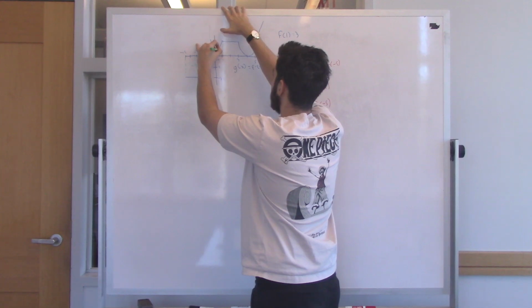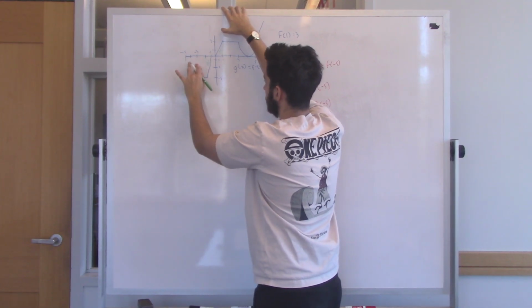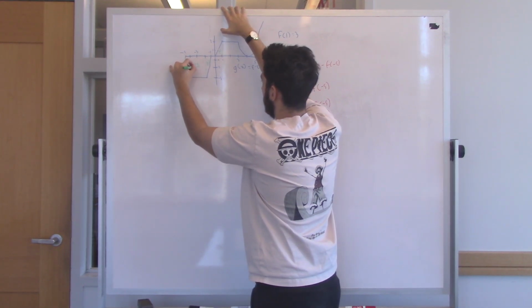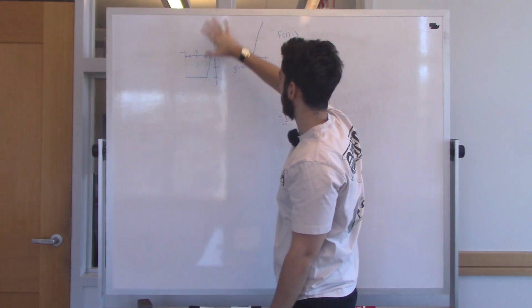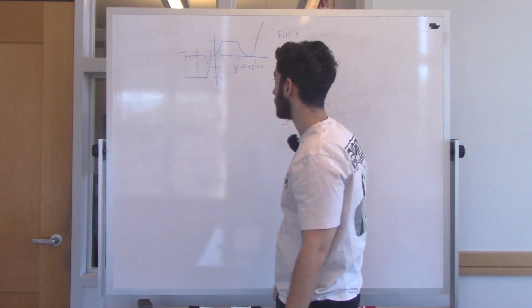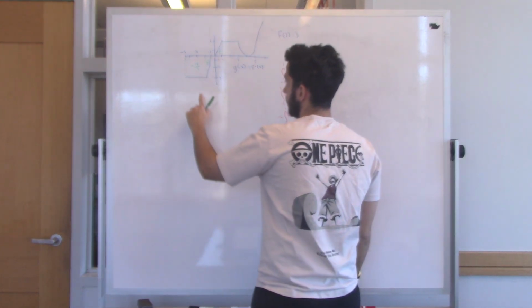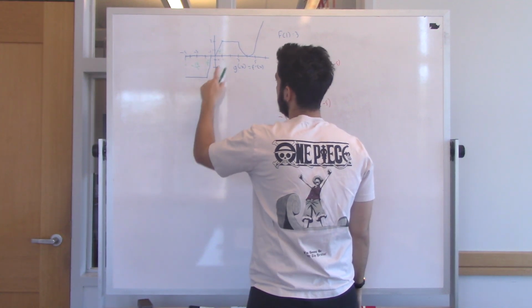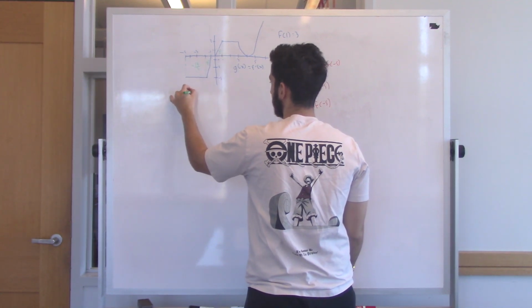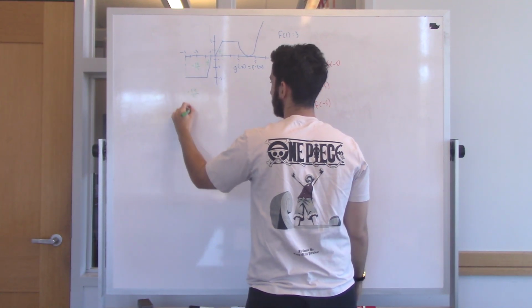I'm going to write this as 2 halves and convert this into 2 halves as well, just so we can deal with the fractions easier. Now let's add them all up. You get negative 21 over 2 plus 2 over 2, you get negative 19 over 2.